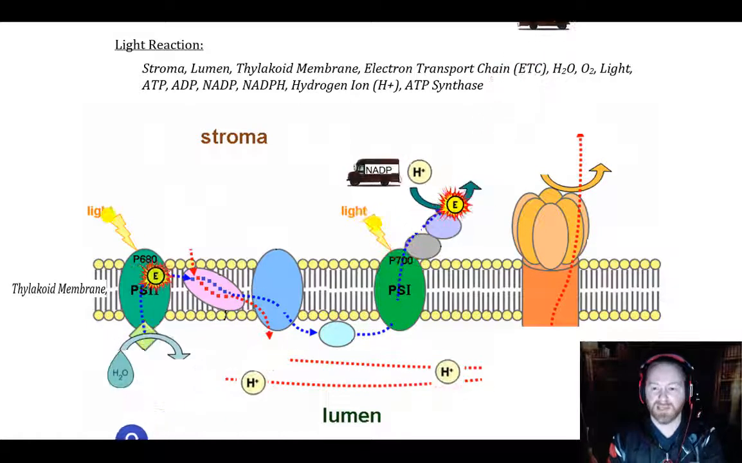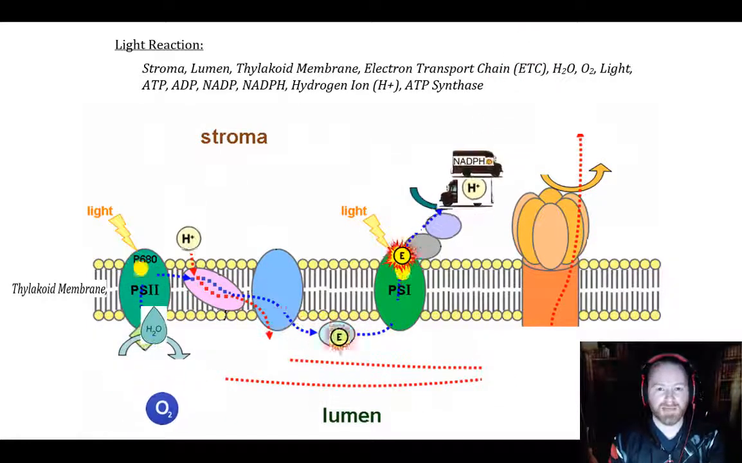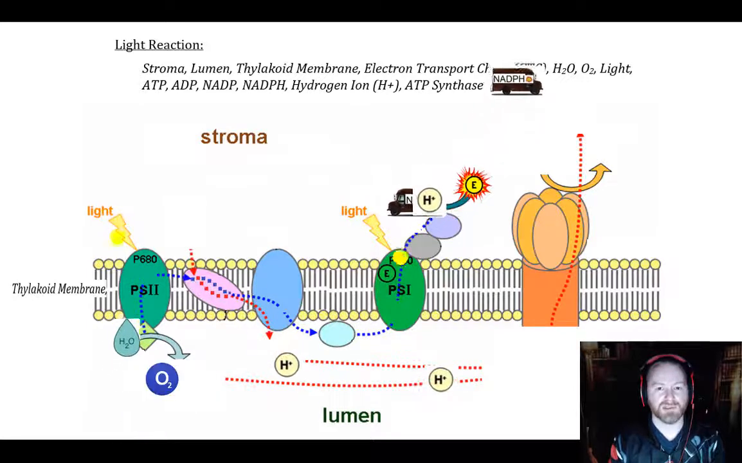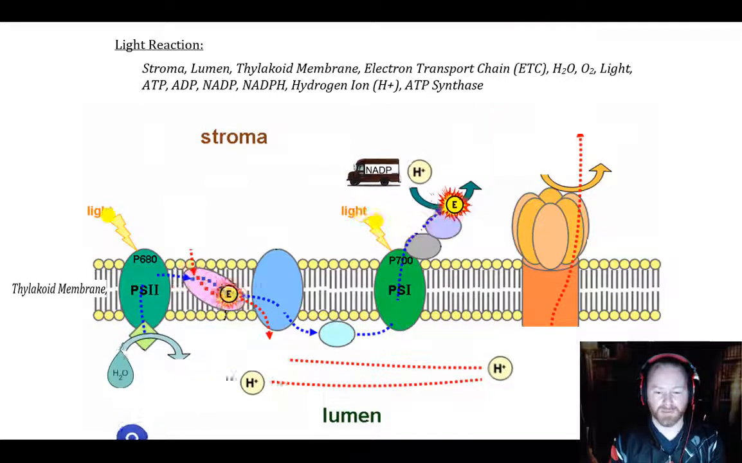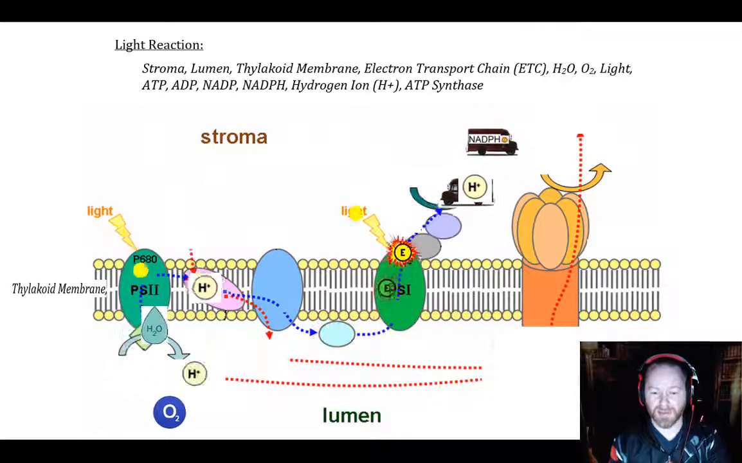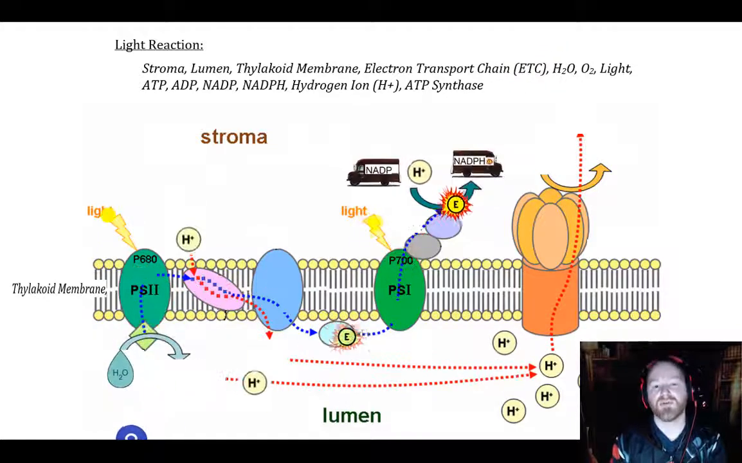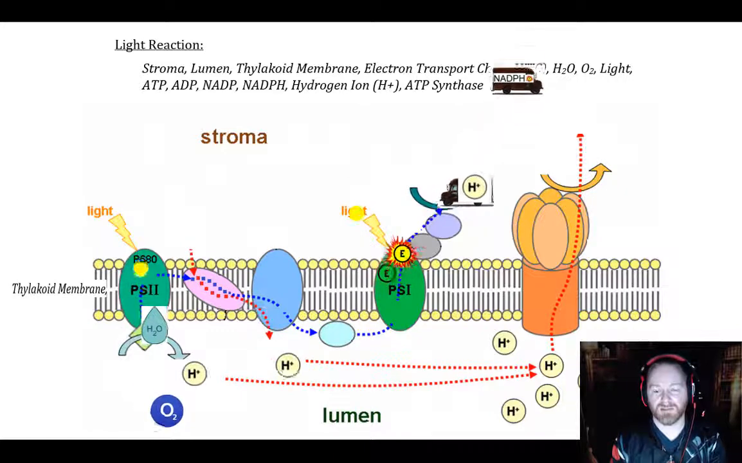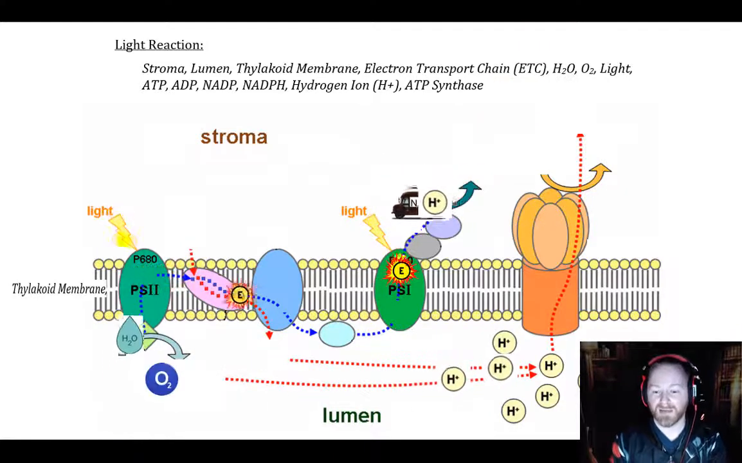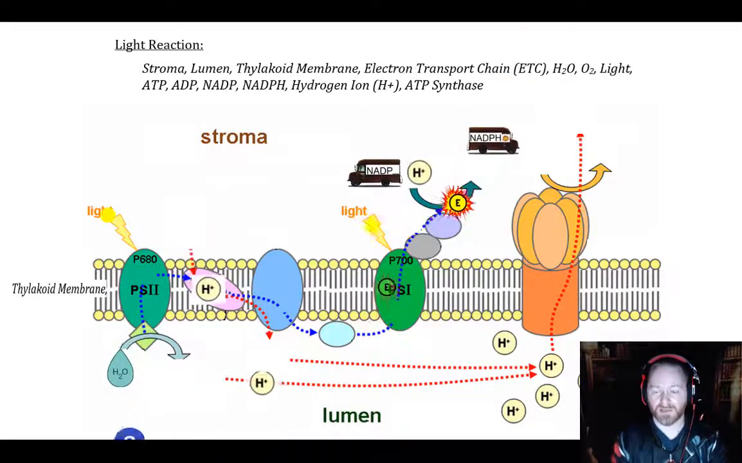So that takes care of at least the NADPH. We haven't made ATP yet, though. So let's go back to those hydrogen ions that we're building up in the lumen. As they build up and build up, they get more and more numerous, right? There ends up just being a lot of them on this side. Diffusion wants to take place. These want to spread out from this high area of concentration to a low area of concentration.